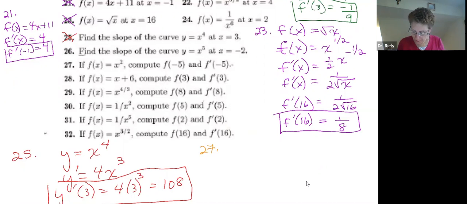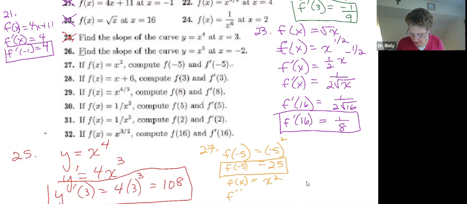So for 27, right away, I can figure out what f of -5 is by just taking my -5 and squaring it. And I'm hoping you're getting 25 as a positive. So that's what f of -5 is. That does not require any kind of derivative. Okay, then the next thing, they want the derivative. So now I'm going to say f of x equals x squared, and therefore f prime of x equals 2x. So f prime of -5 will equal -10. And I have both my answers, and that takes care of 27.